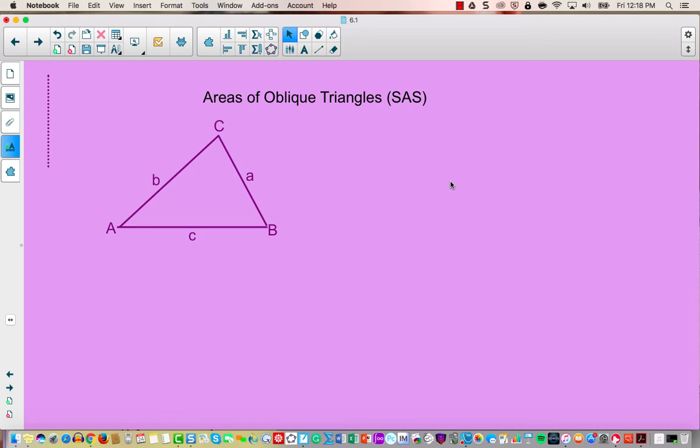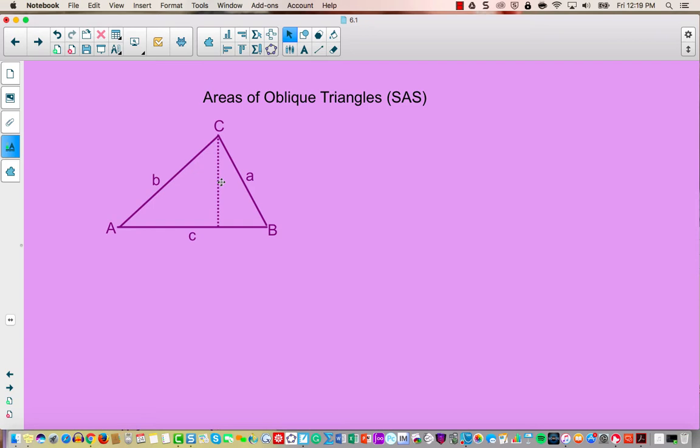Well, hello there. Now we're going to explore a really interesting and really useful application of the law of sines, and that is a way to actually find the area of any oblique triangle, which is to say any non-right triangle. So I'm going to start off with a triangle here, and I'm going to suppose that I've drawn a perpendicular down from one of the vertices to one of the sides.